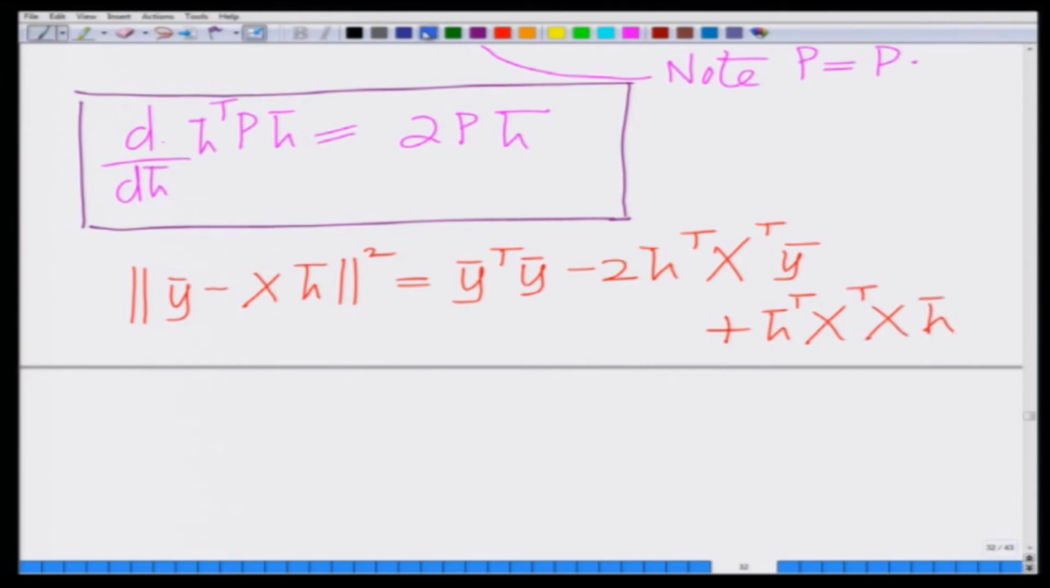And now if you look at this summation, let us treat this x transpose y bar as your vector C bar, and x transpose x, you can see, is a symmetric matrix.